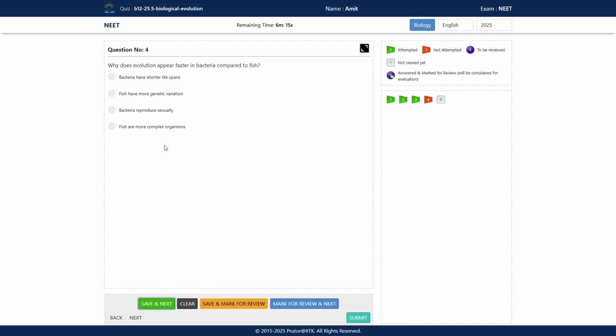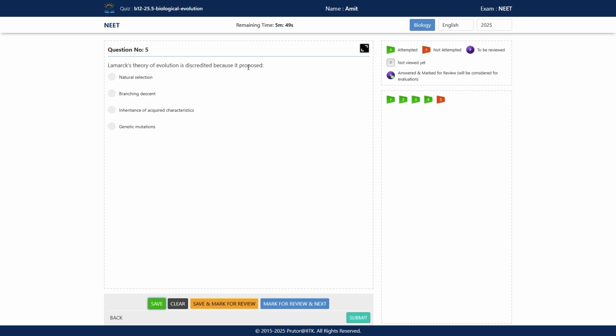Option A will be the correct answer. Bacteria have shorter lifespan. That's why they evolve faster. Bacteria can multiply very quickly. So they keep on multiplying and the variations keep on accumulating, and it can lead to development of new forms. Okay, evolution of a new species.